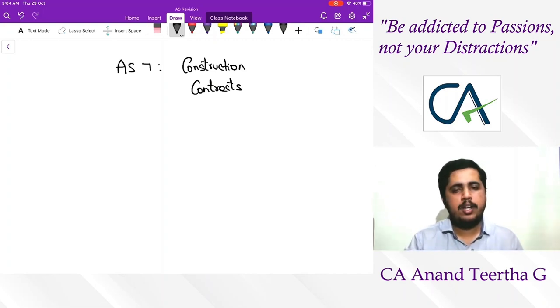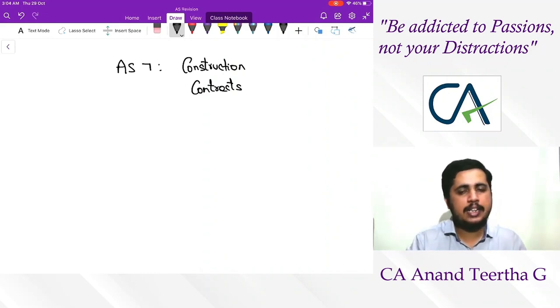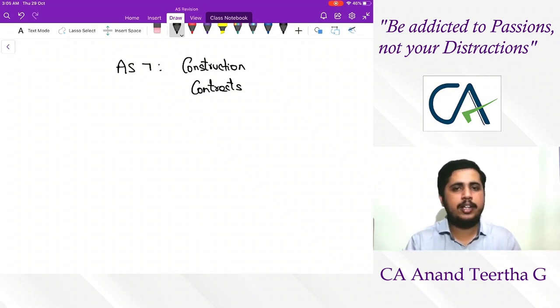Now, what is more important in this particular situation? The more important aspect of this standard is how to recognize revenue. Whenever there is a construction contract, how do you bring up your revenue? From revenue, the interconnected profits will automatically be decided. So majorly it talks about how you recognize revenue.